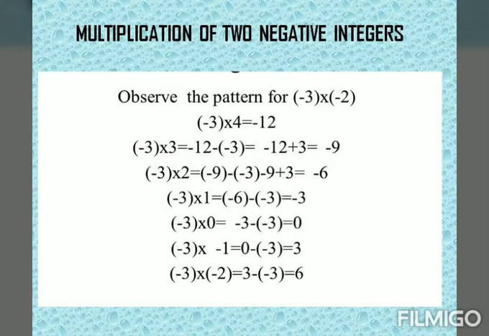So when we are starting from the product minus 12, if we reduce minus 3, we get minus 9. From minus 9, if we reduce minus 3, we get minus 6. From minus 6, if we reduce minus 3, we get minus 3. If we reduce minus 3 from minus 3, we get 0. Again, if you reduce minus 3 from 0, you get plus 3. If you reduce minus 3 from plus 3, you get 6. So this is our final answer.